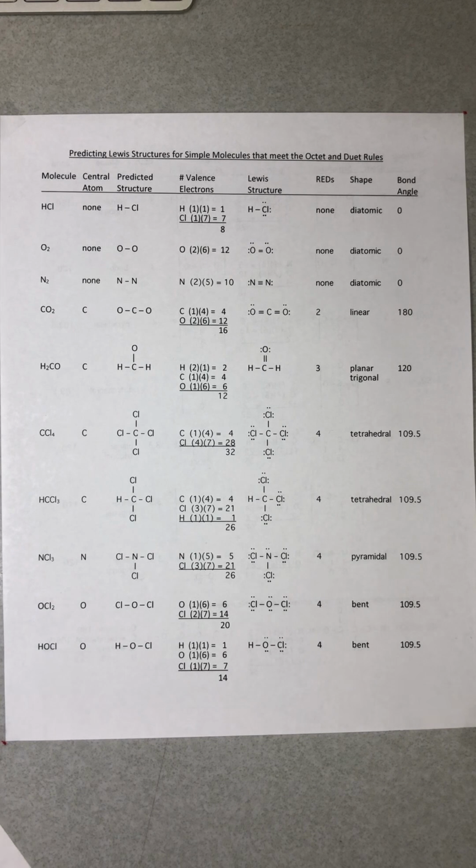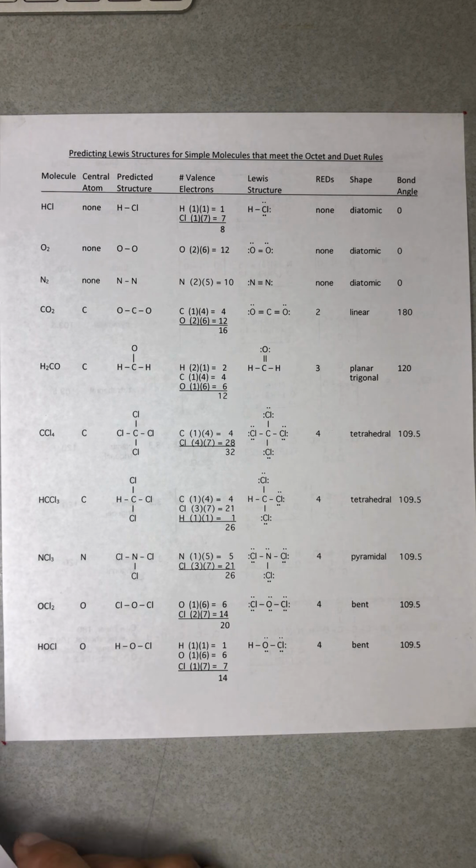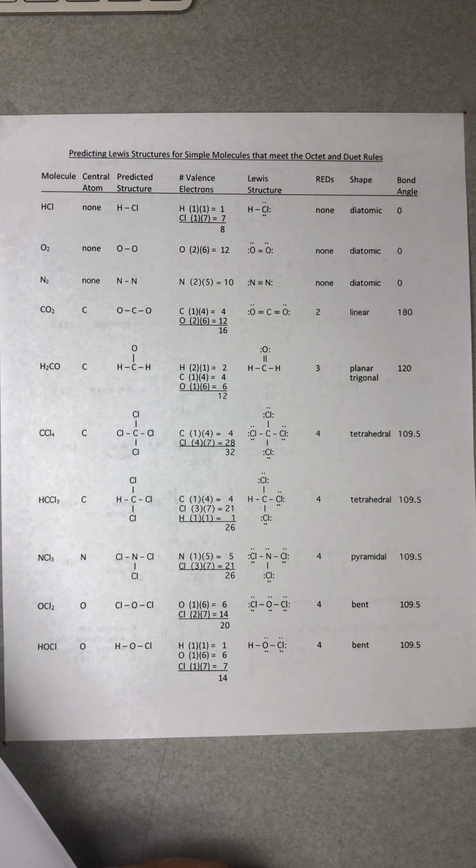We're going to be using the methodology from Chapter 11 to predict Lewis dot structures for some simple molecules. These are ones that meet the octet and the duet rules. So we'll start off with the most basic and the most simple, and it's the kind of thing that you need to practice. You just need to be able to get the hang of it. It's not something that you can memorize. Anyway, let's just get started.